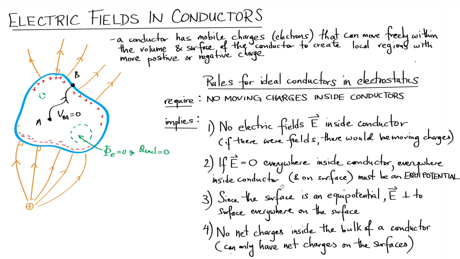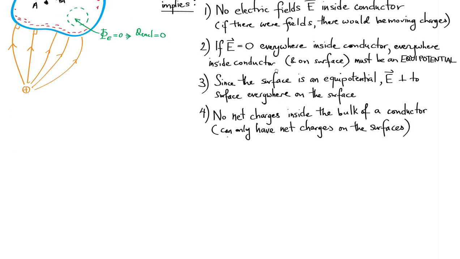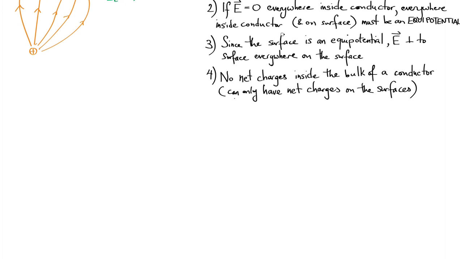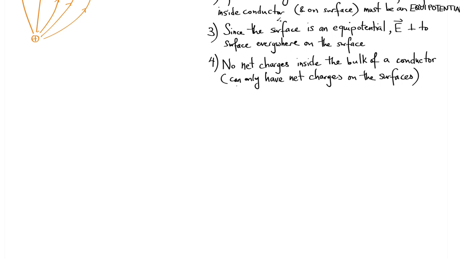So I just want to spend a couple minutes describing how the conductor actually achieves this state where there's no field inside. Okay?